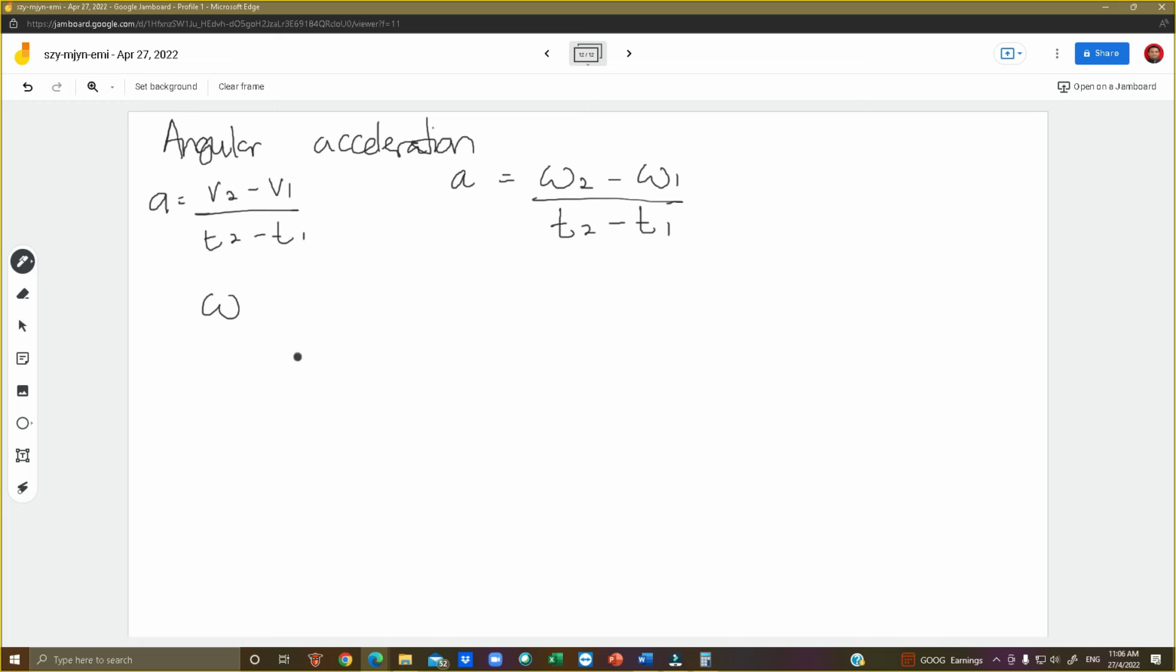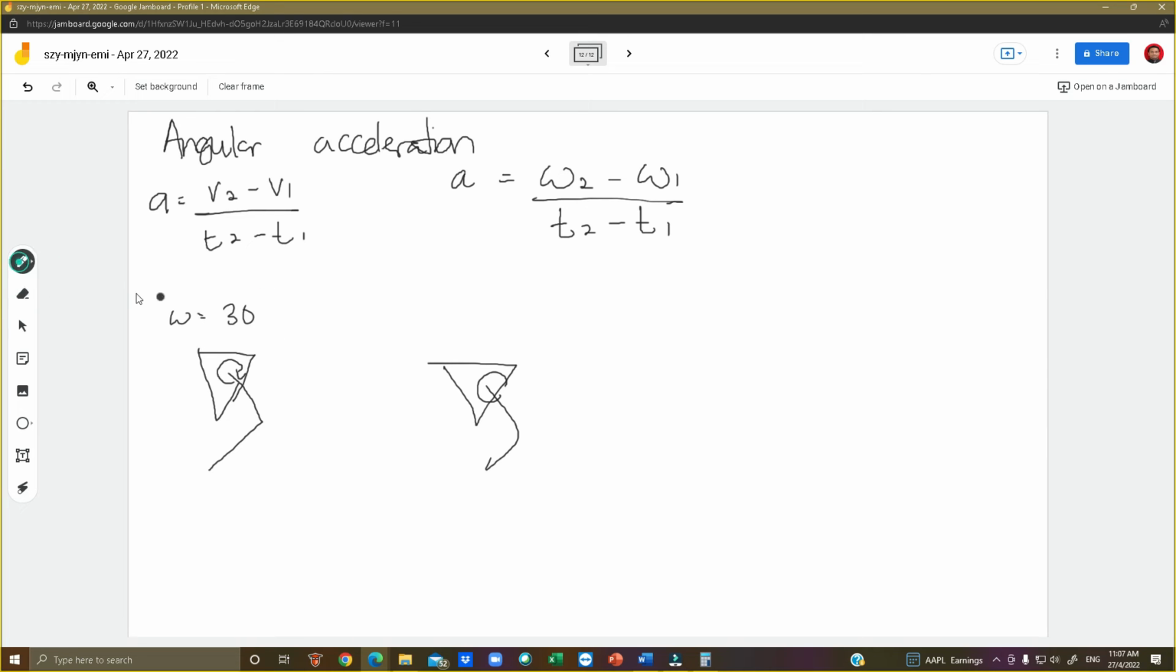So contoh angular acceleration ni macam ni. Let's say kita nak buat, okay, kita ambil larian. Kita ambil orang lari. Okay, rotation at hips. Okay, we take this rotation. Alright. Let's say during the first half of the event, this human hip rotation recorded at 30 degree per second.